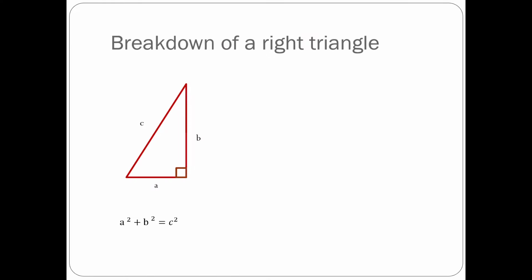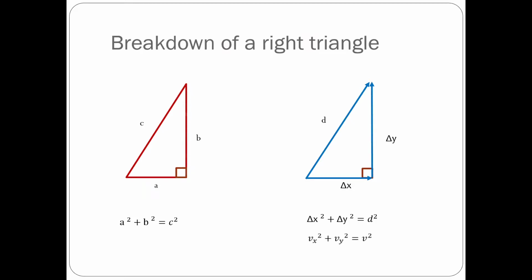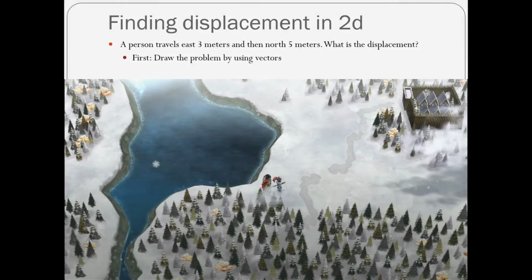In math, a, b, c were just sides of the triangle and may not have represented more. In physics, those sides could represent displacement. a now represents delta x, b represents delta y, and the hypotenuse d is a displacement in two dimensions. It's still the Pythagorean theorem, but with physics variables. The Pythagorean theorem can be modified so that it works for velocity or acceleration, but for the sake of this video, we'll stick to displacement. Let's move on to an example.